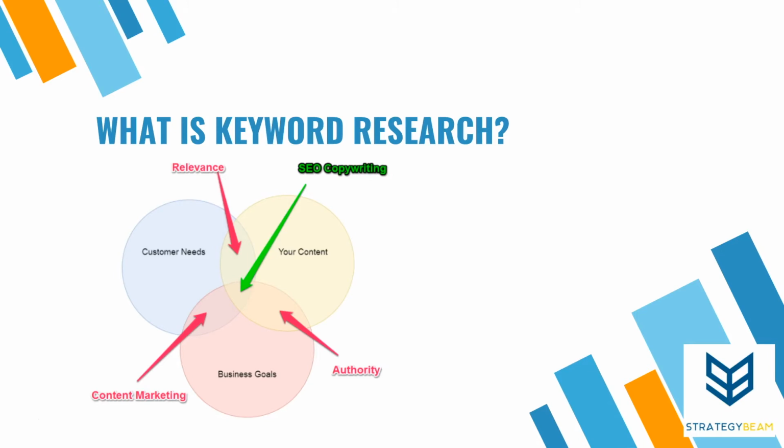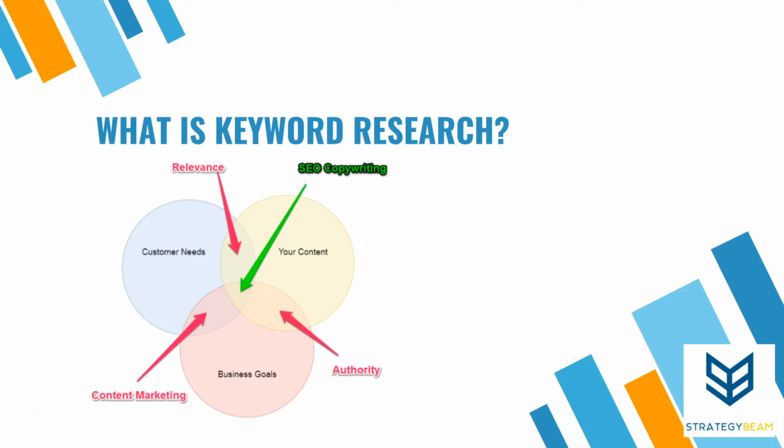This little graph shows just the three components of SEO copywriting, which is part of keyword research. We go into this a little bit more in another video, but I just wanted to throw this here so we could take a look at it. Going from left to right, there's customer needs. This is what people are asking. Your content, this is what you're producing to answer questions, and then business goals. This is what makes you money.